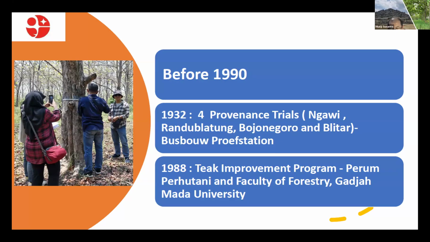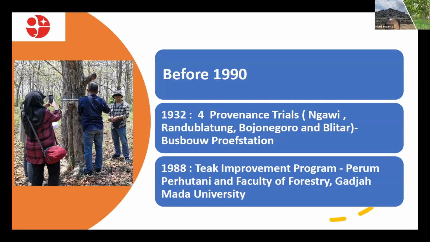To better understand the teak breeding program in Indonesia, the period is divided into before 1990 and after 1990. In 1932, the Bosbouw Proefstation, the Forestry Research and Development Center of the Dutch East Indies government, began teak breeding in Java. The teak breeding began with teak provenance tests established in Ngawi, Randublatung, Bojonegoro, and Blitar.